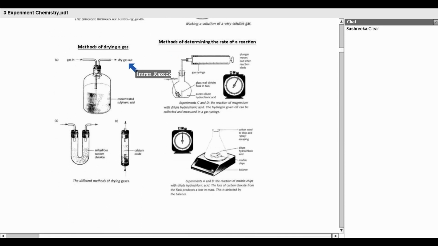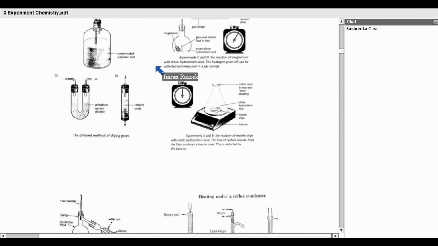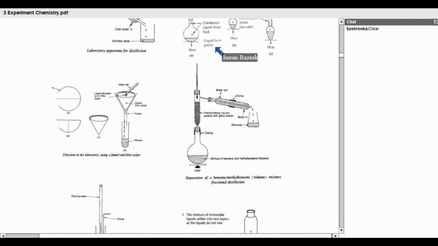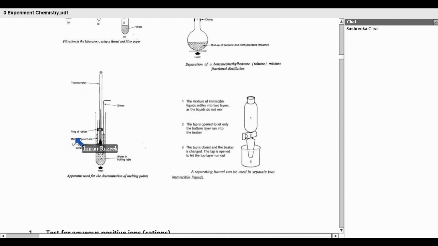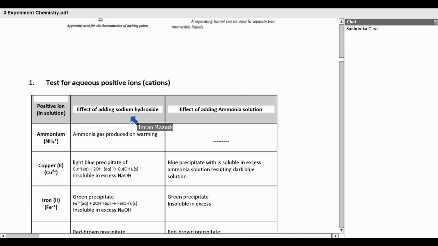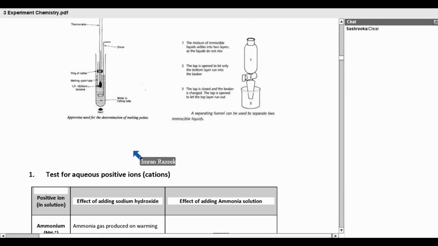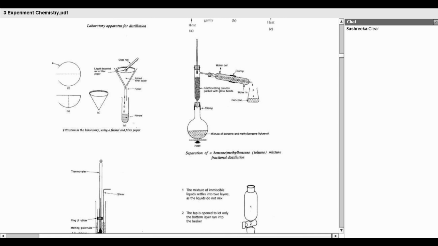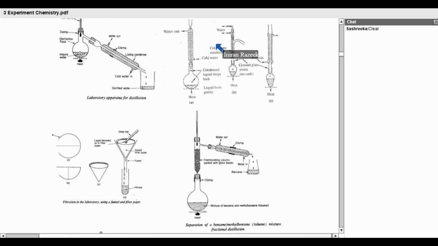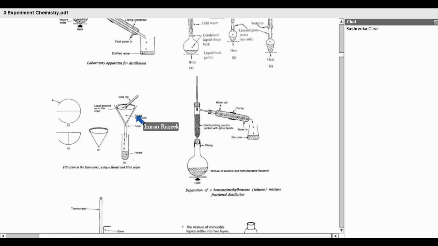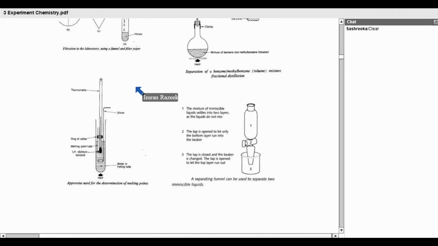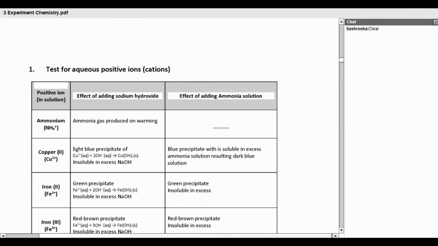We discussed that, and methods of drying a gas was discussed, and also in detail we discussed the melting point determinations. I think I told you the rest, fractional distillation and refluxing I'll be explaining today, and also filtration under gravity was explained. As for the test for the cations, let's see how to test these cations. There are tests for cations, anions, and gases to be studied.